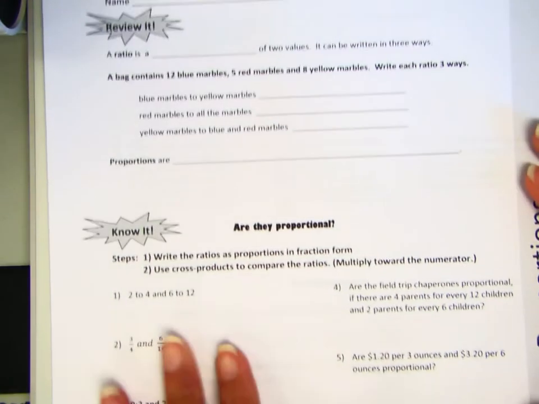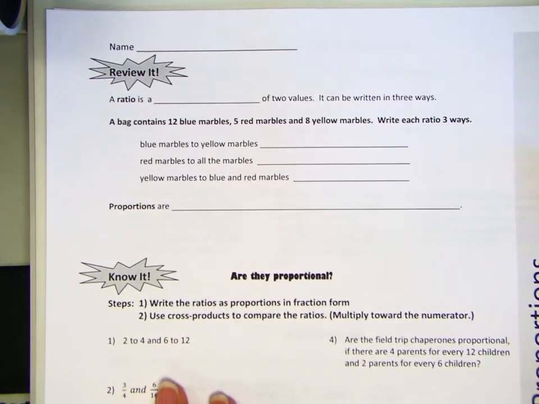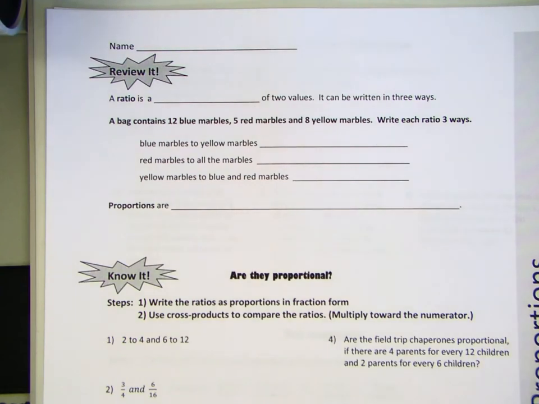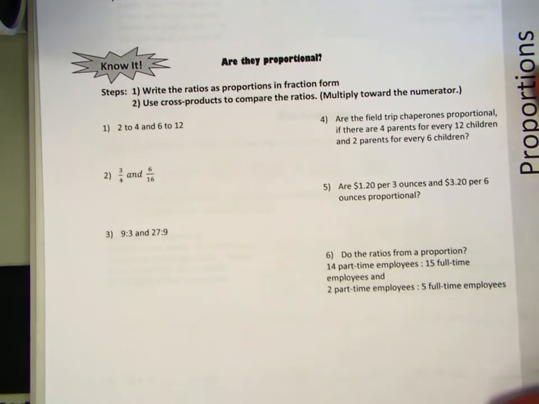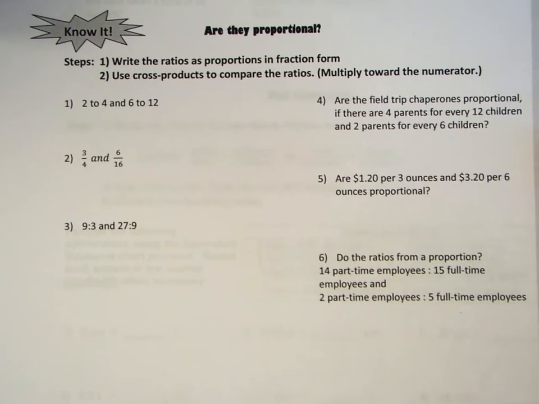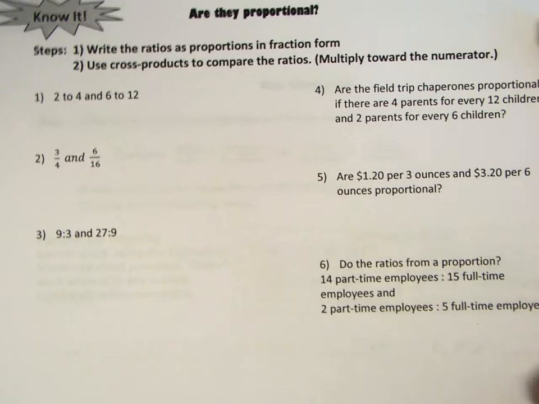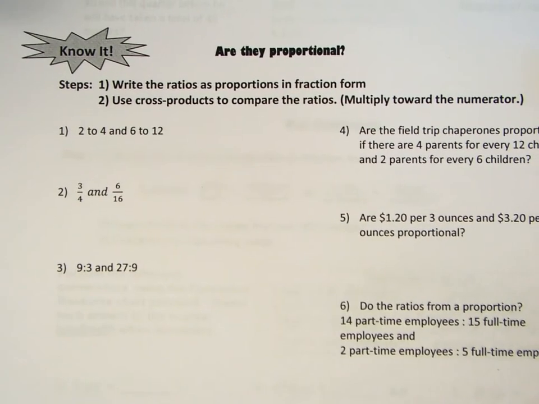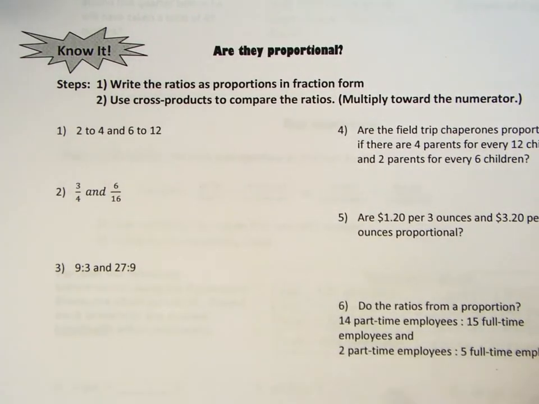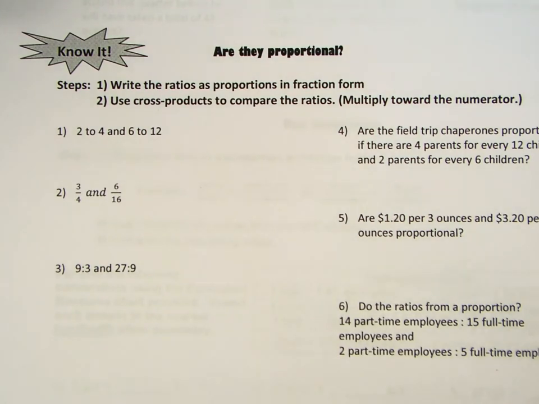Complete the review it section at the top of your notes if you haven't done so already. And then let's talk about proportions and see if we can determine whether or not something is proportional. Some values are proportional. So looking at the steps to determine whether or not there is a proportion, first we're going to write our ratios as proportions in fraction form. Sometimes that has already been done for you. Other times, especially on word problems, you will have to write your proportions.